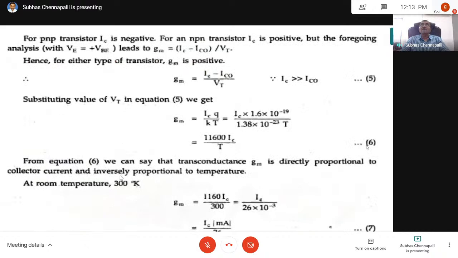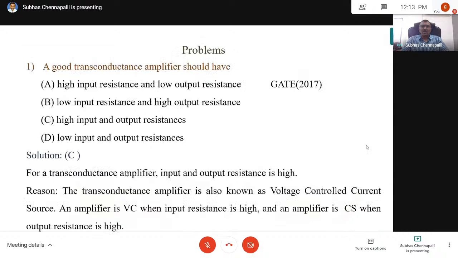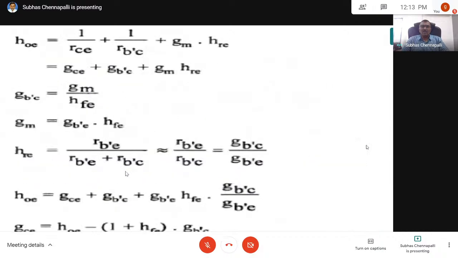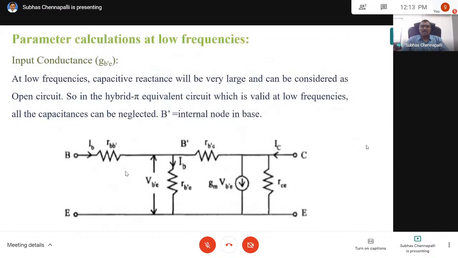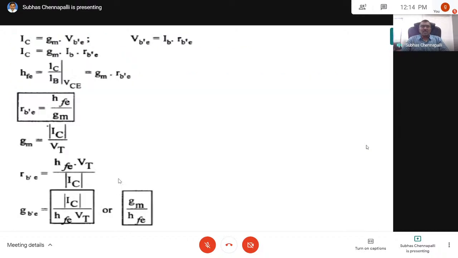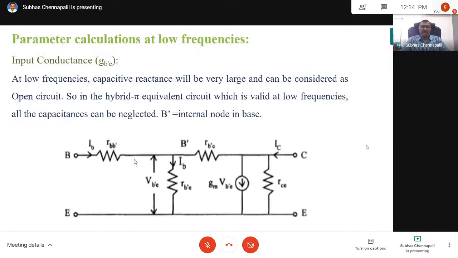So this is the hybrid model, low frequency model, where your objective is to find these parameters which are RBB dash, RB dash E, RB dash C, GM, then GCE, GB dash C, which are inverses of these resistance parameters. I mean linking with H parameters which you know already. So you can draw this model and you can work out something. What is important is remembering the formula for these parameters.